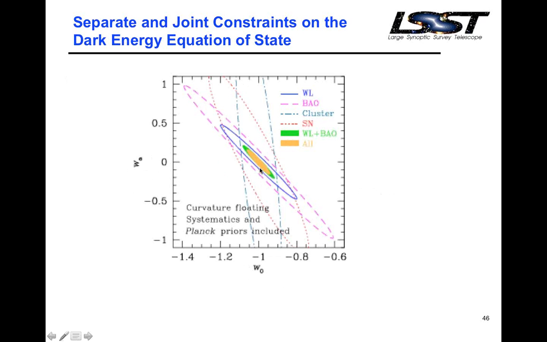So LSST has the power to determine the cosmological parameters with the highest precision that anybody's really talking about now. But what I personally think will be more important is checking the consistency of the cosmological model against all of these different sorts of measurements.